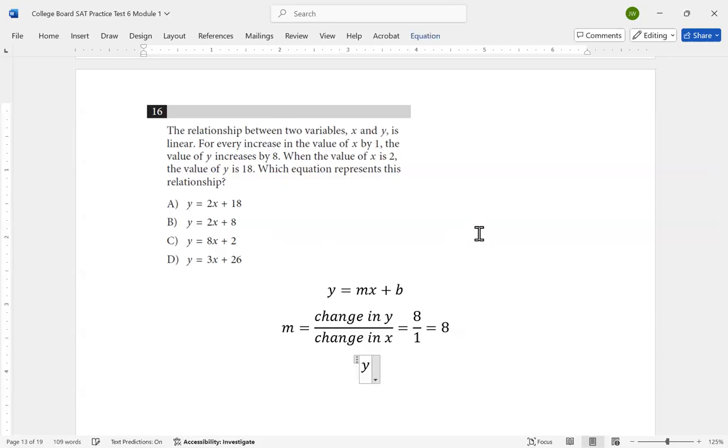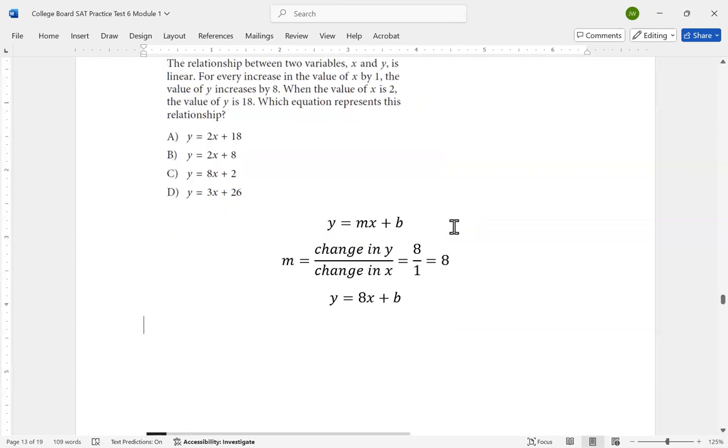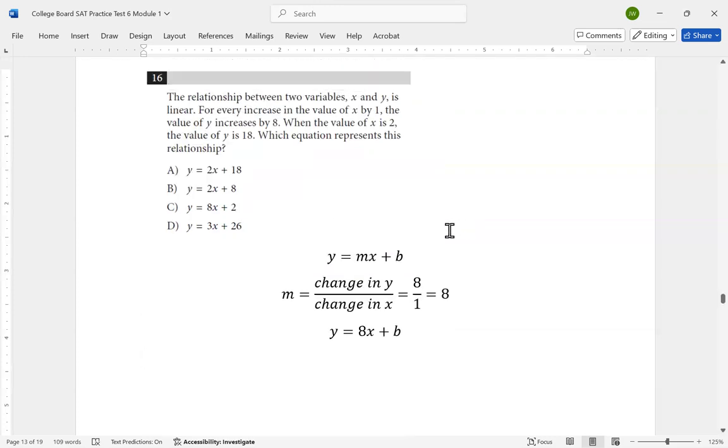But let's finish this problem by finding the value of b, just so that we know we're all good with this. This says when the value of x is 2, the value of y is 18. So when x is 2, y is equal to 18. That gives me a point that I can plug in, and I know that's going to give me a true statement. So we end up with 18 is equal to 16 plus b. Subtracting 16 from both sides gives me a b of 2.